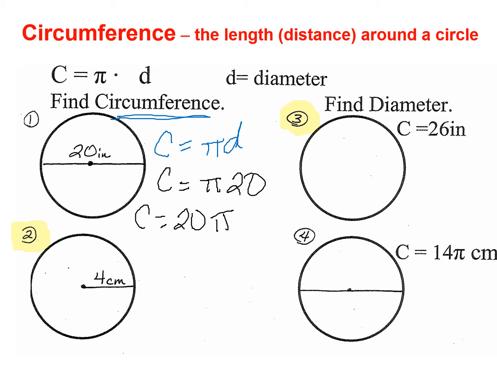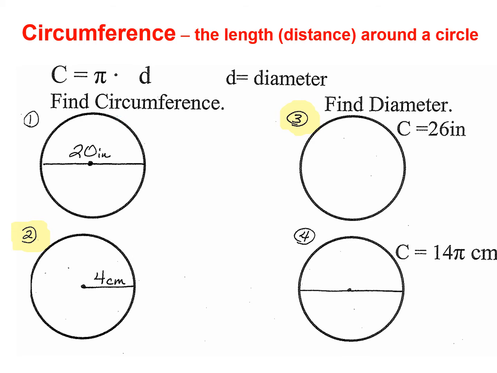So that's 62.8. 20 times pi in the calculator, 62.8 inches. So you could wrap a string around it and it would be 62.8 inches long. All right, but be aware that the ACT wants it like that with the pi. That's how they're going to do it.